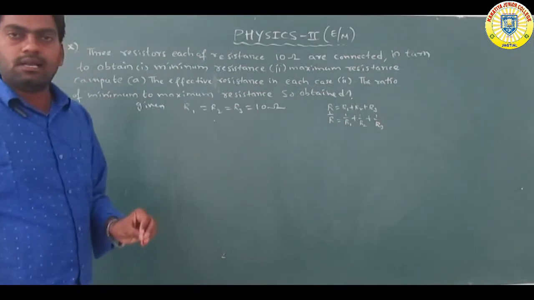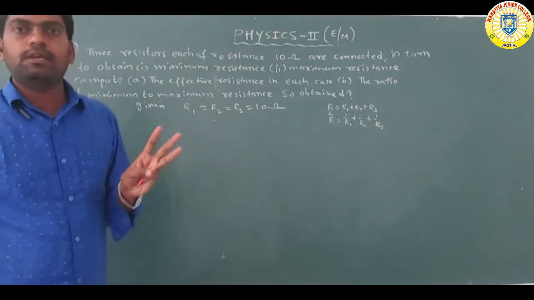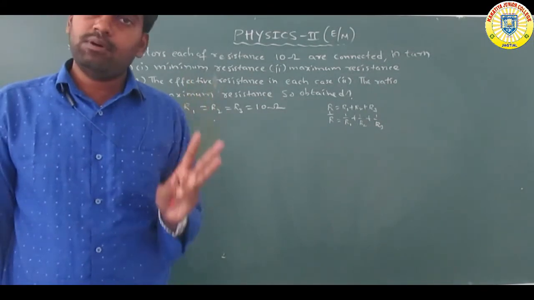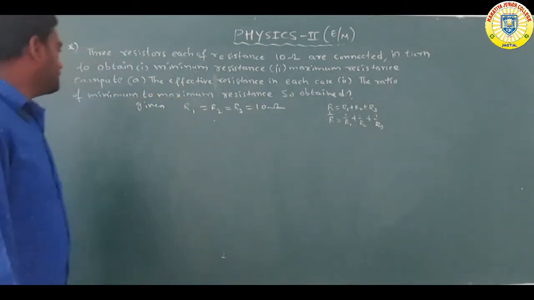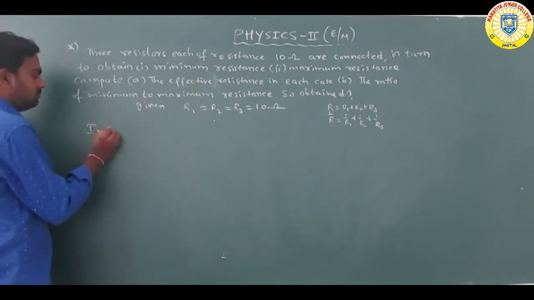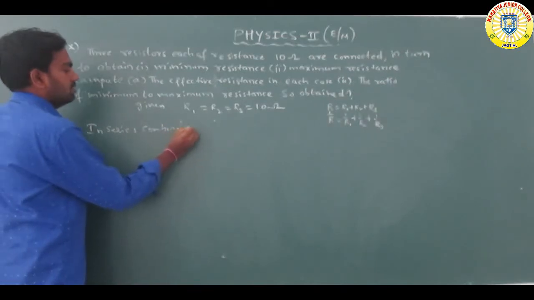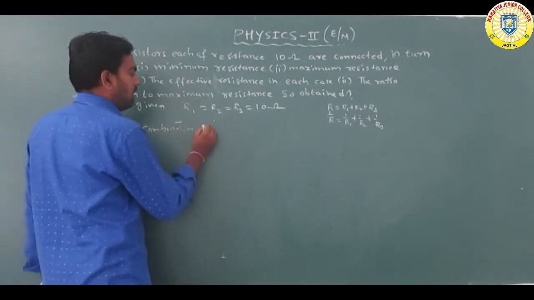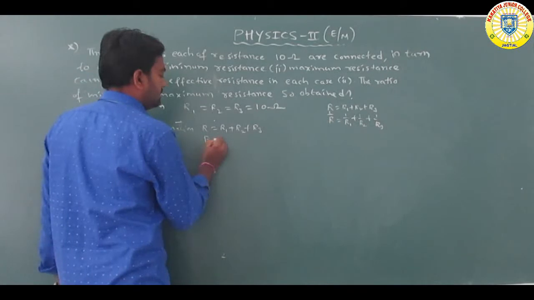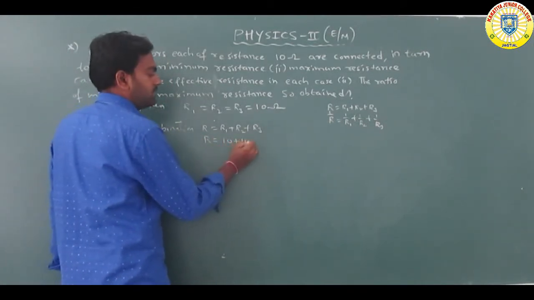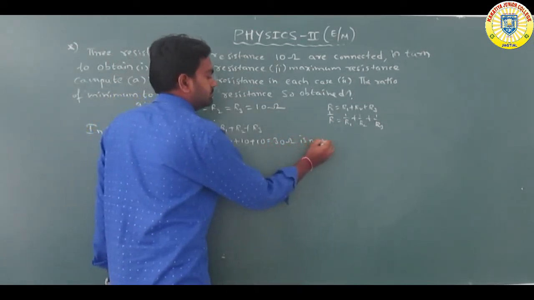Now, the three resistors, each of resistance 10 ohms, are connected in a series combination and in a parallel combination. First, the series combination: R is equal to R1 plus R2 plus R3, that is 10 ohms plus 10 ohms plus 10 ohms, which is equal to 30 ohms. This is the maximum. Okay, got it.